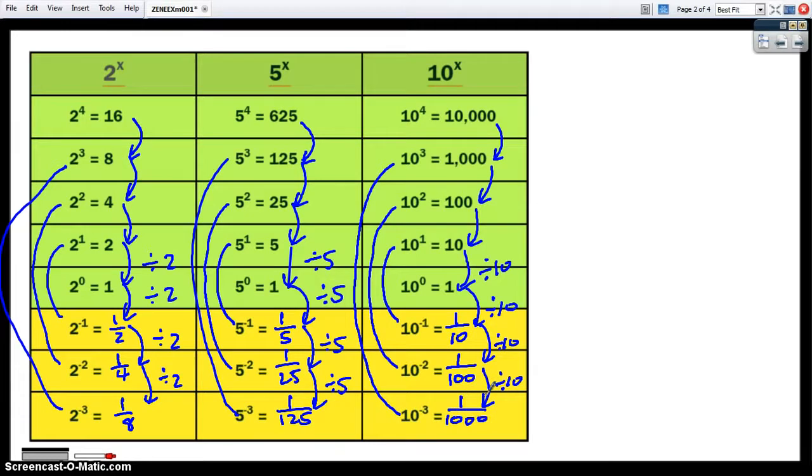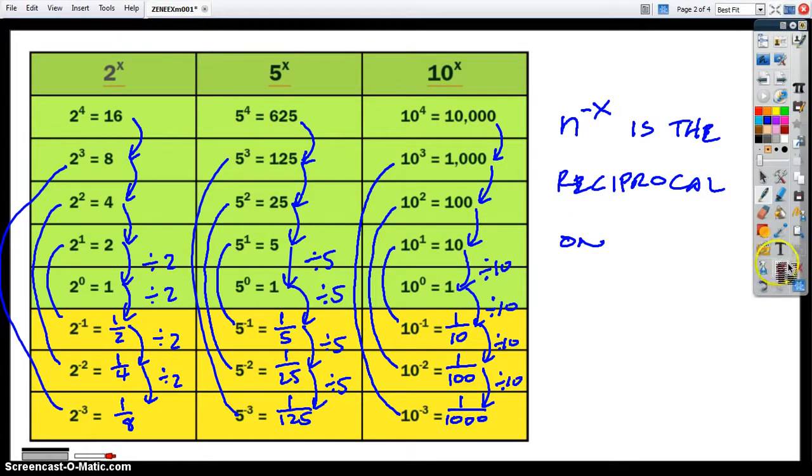So we end up getting this rule that says anything with a negative exponent just ends up becoming the reciprocal. So if I were to say it something like this, n to the power of negative x turns out to be the reciprocal of n to the positive x.